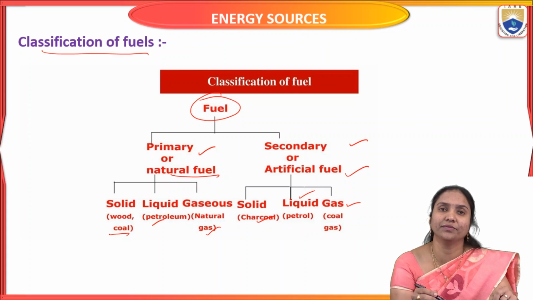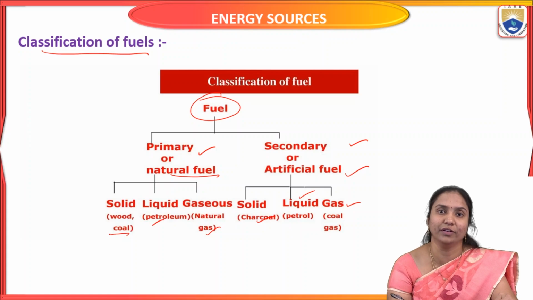Fuels are first classified into two types based on occurrence: primary fuels and secondary fuels. Primary fuels are obtained from nature, which is why they are also called natural fuels. Secondary fuels are also called artificial fuels; they are made from primary fuels, or man-made. Artificially prepared fuels are called secondary fuels. Again, these primary and secondary fuels are subclassified into three types based on their physical state: solid fuels, liquid fuels, and gaseous fuels.